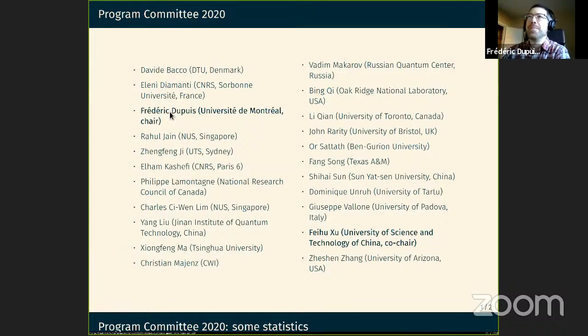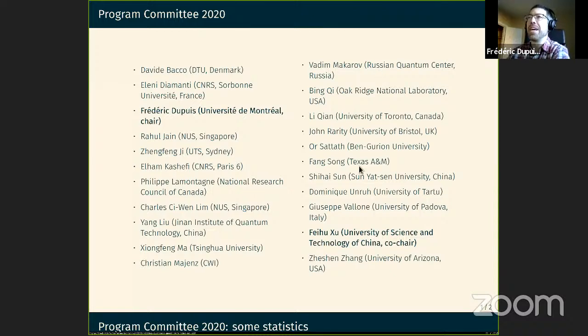Yeah, so I'm Frédéric Dupuis, PC chair for this edition of the conference. Here you can see the full list of the program committee. If you're wondering who did all of the reviewing of the contributed talks and selected the final list of contributed talks, this is the list of people who are responsible. I'd like to thank everyone here, and special thanks to my co-chair, Fei-Hu Xu, who handled mostly the experimental talks.